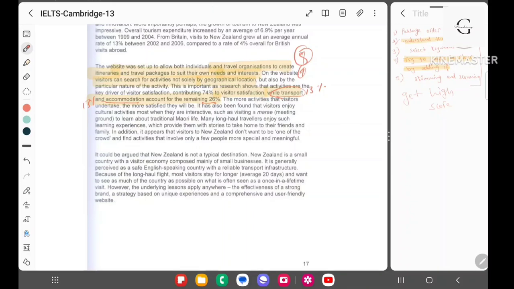Yeah, so that's the way they confuse you, because if you just read your question in a hurry, and quickly read the question and jump straight into the passage, 90% of students will write true for this question, because they just find accommodation and 26%, and they write their answer true. But it's not like that. You can clearly see they said transport and accommodation account for the remaining 26%. So it means 13% for transport and 13% for accommodation.